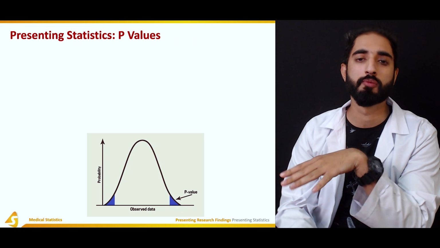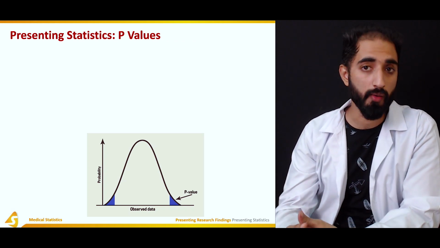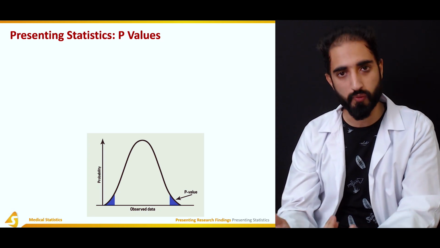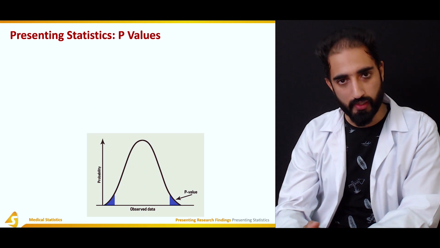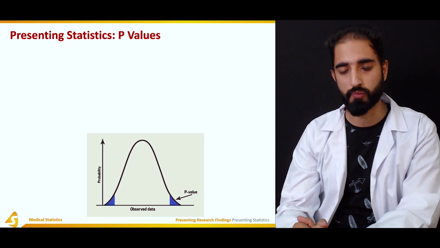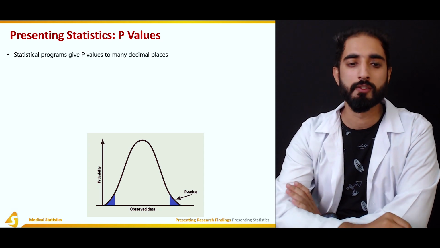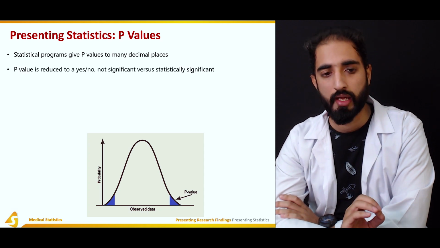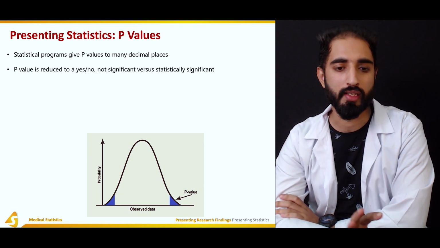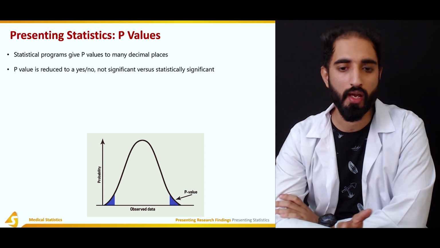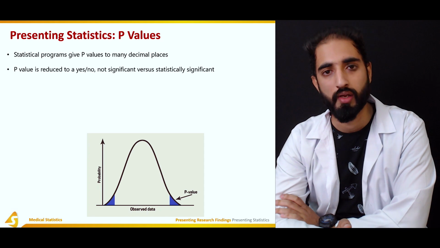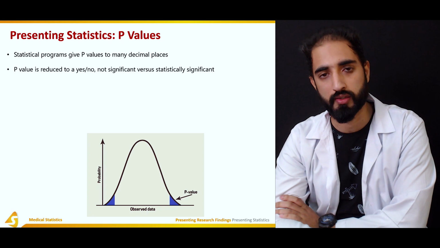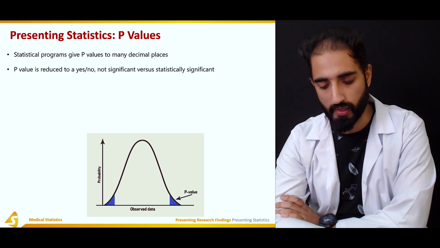Now, presenting p-values. P-value is a very important statistical figure because it is the thing that tells you if something is significant or non-significant. There are numerous ways to present it in your study, to interpret it, and to mention it. So the first way is, the statistical program gives p-values to many decimal places. So the p-value can be reduced to a yes, no, or significant, not significant figure. So if it's less than 0.05, just say significant, and if greater than 0.05, just say not significant.